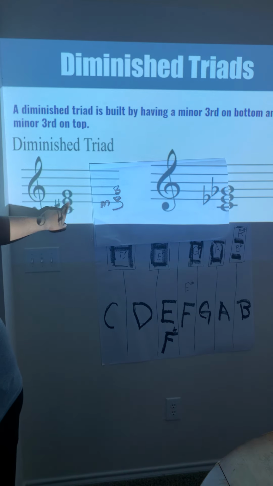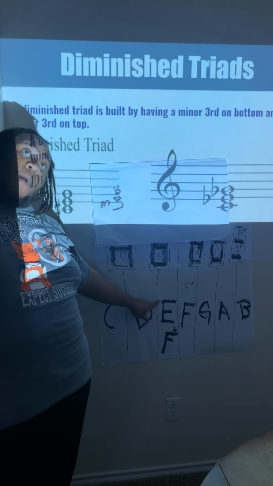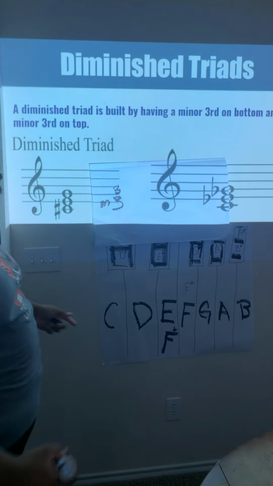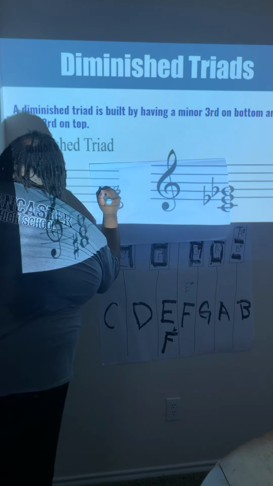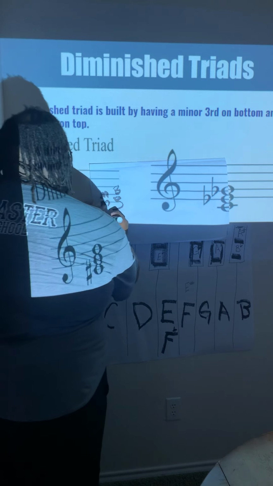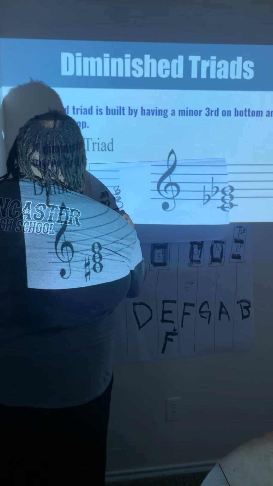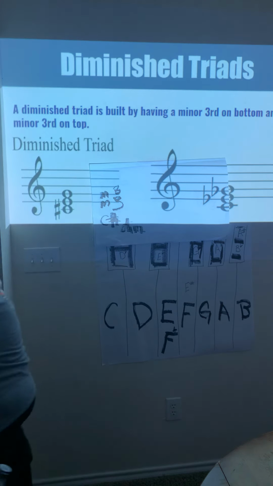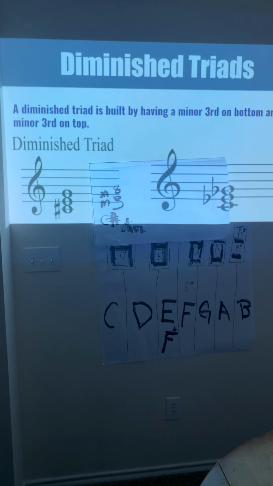Count the half steps now from E to G without counting E. 1, 2, 3. Minor. I have a minor third on top of a minor third. That is a diminished triad. Which diminished triad is it? What is this bottom letter? A C sharp. So this is C sharp diminished. Diminished, write D-I-M and put a dot. That's what diminished means, okay?